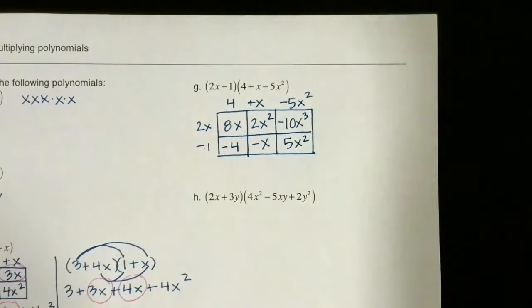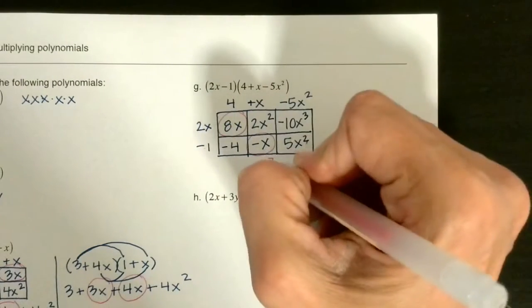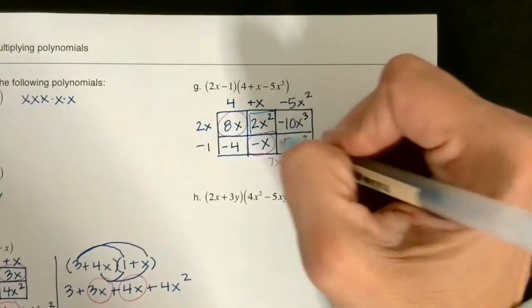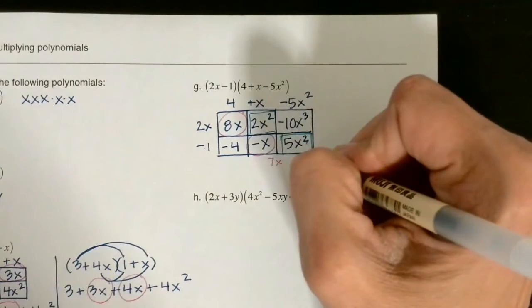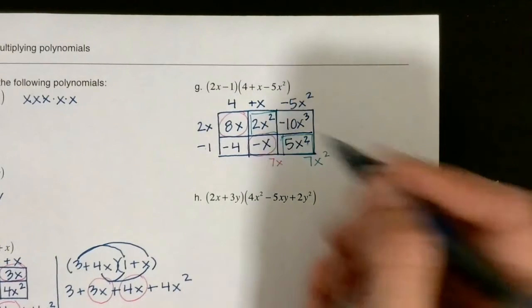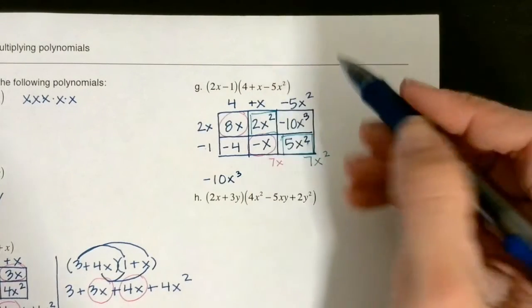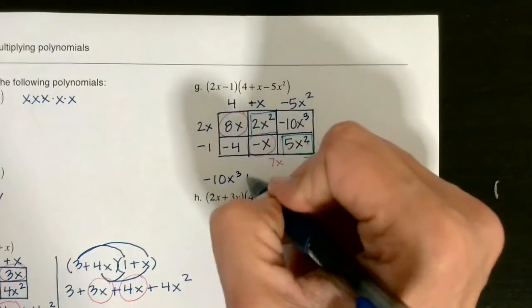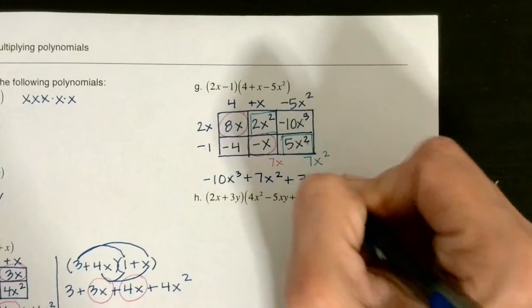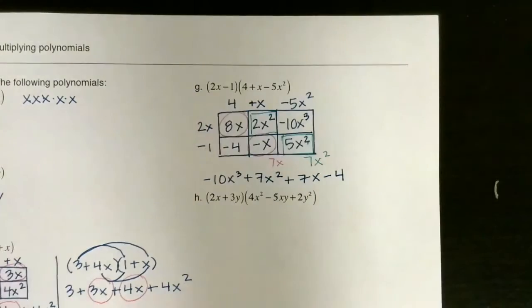Then I do circle, square, triangle, so I see this 8x and this negative x, that's going to be 7x. And then I see this 2x squared and this 5x squared, and that's going to be 7x squared. So now I can just take straight from the box and put it in order by descending powers. So I have negative 10x cubed, which is from this box. Then I have the combination of these two boxes, which makes 7x squared. The combination of those two boxes, which makes 7x. And then I have my last box, which is a negative 4, and that's my constant term.